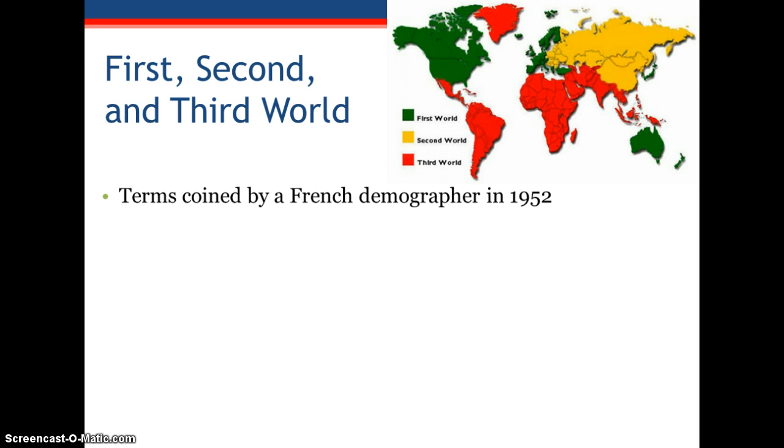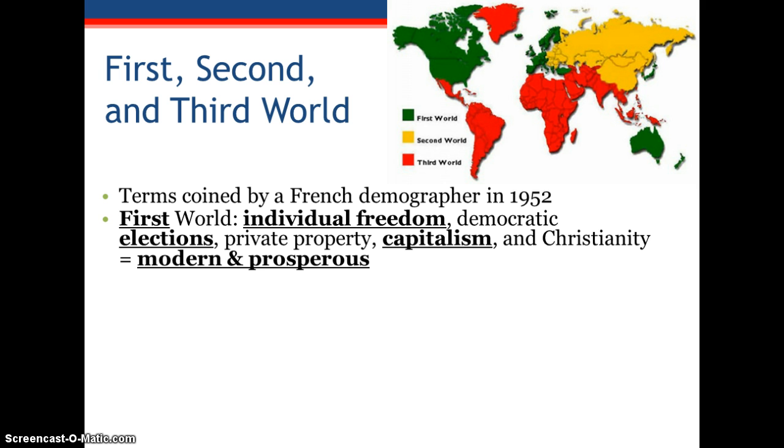So these were terms coined by a French demographer, which means somebody who studies demography or populations, in 1952. The first world, he said, was the world where individual freedom, democratic elections, private property, capitalism, and Christianity prevailed. And this made this world, or regions, modern and prosperous. That's why the United States, Western Europe, and Australia are all a part of the first world. They were capitalists, they were very prosperous, and they really emphasized those individual freedoms and democracy.